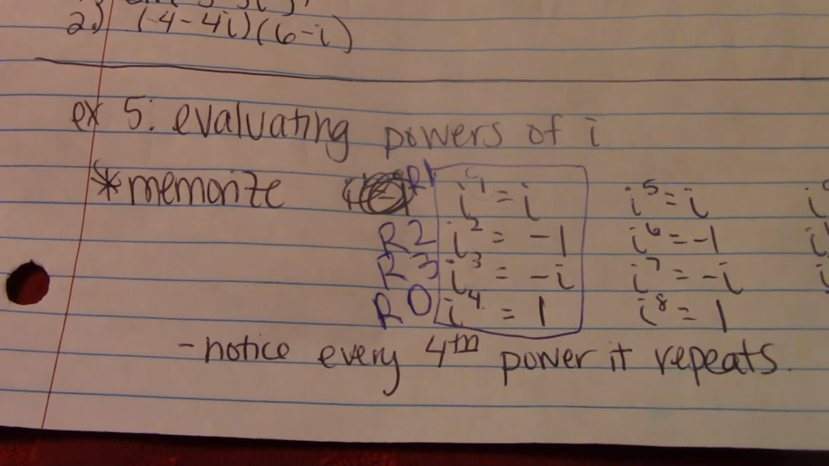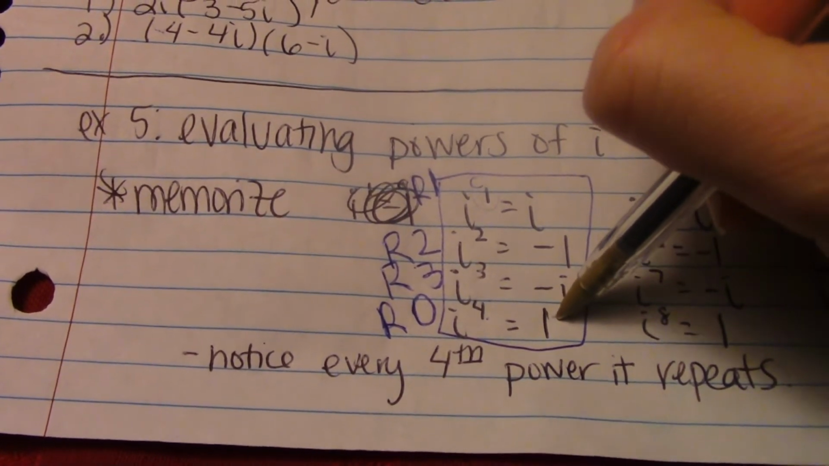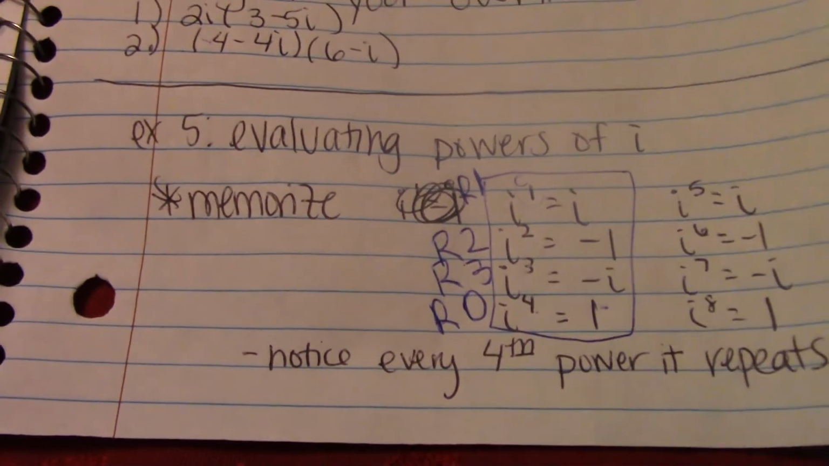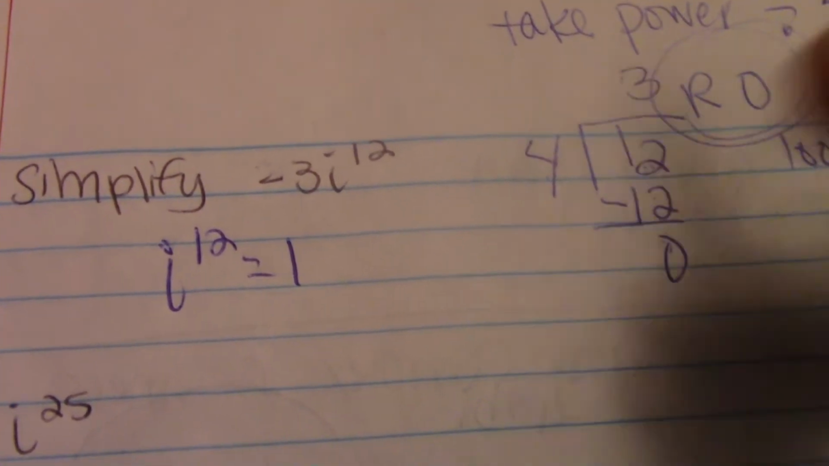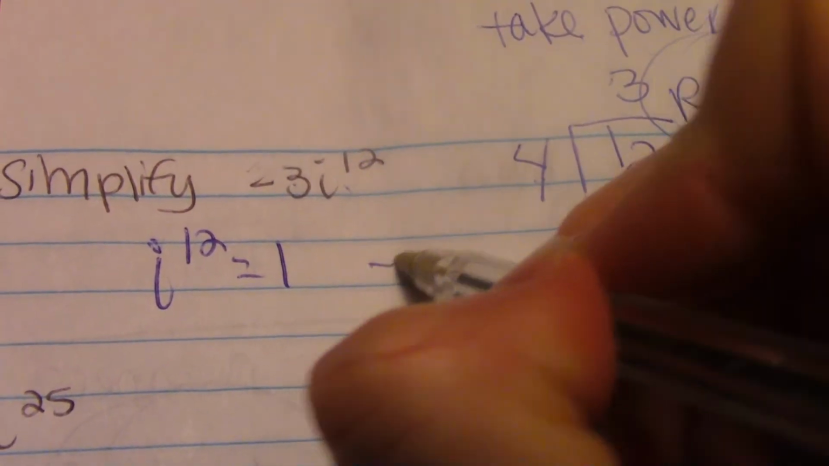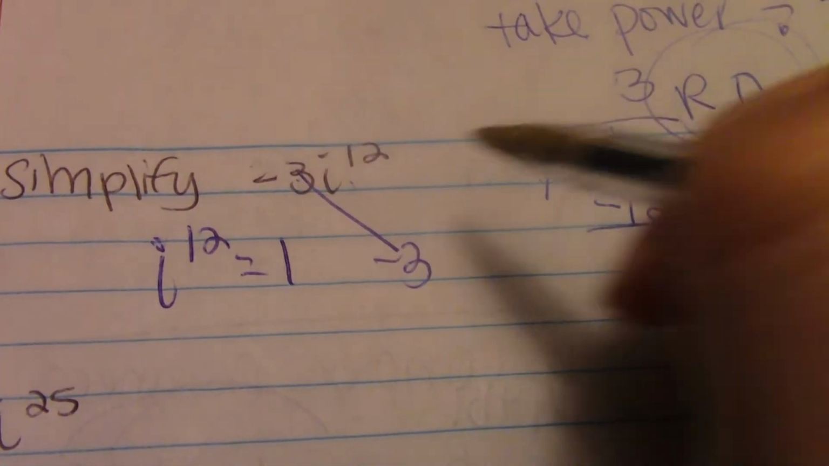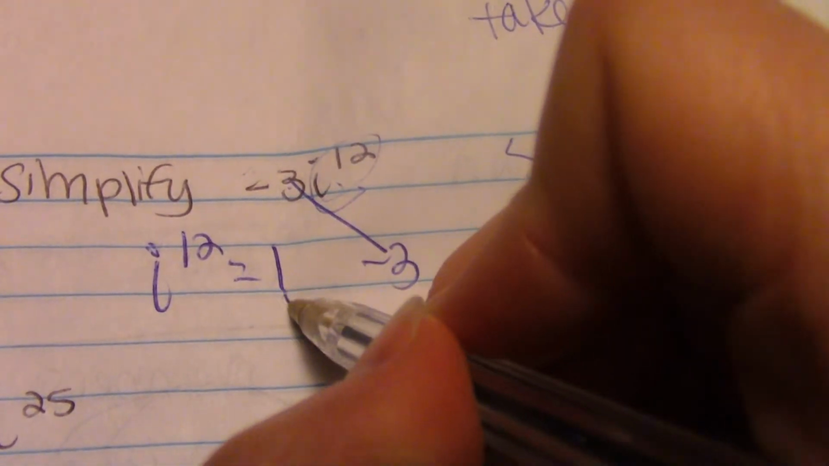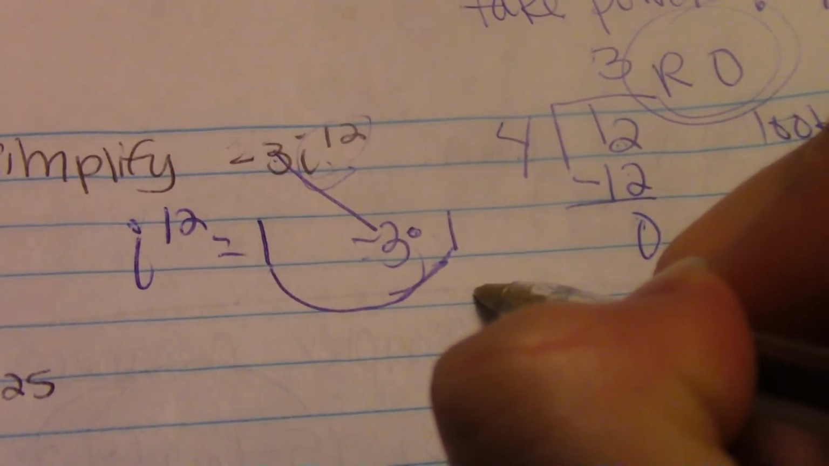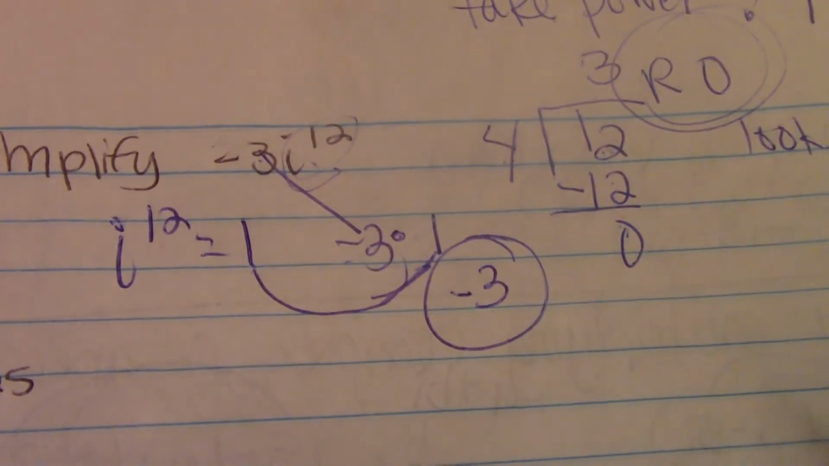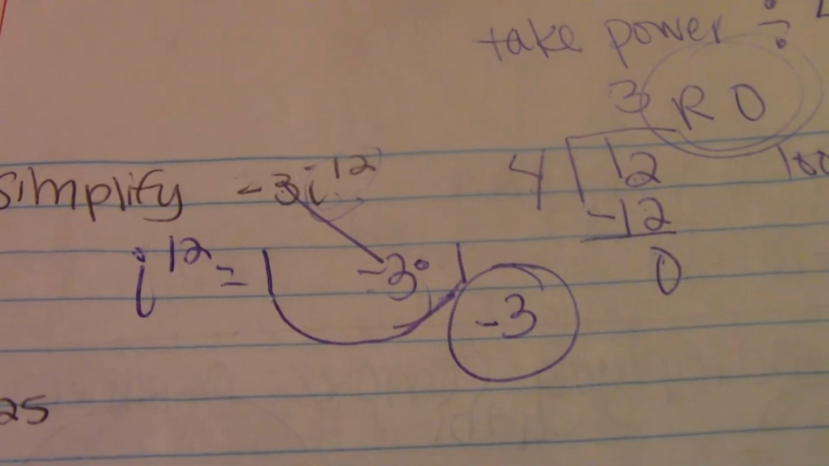So if I ever see a remainder of 0, that means I'm going to have a 1. So i to the 12th power is just 1. So I know i to the 12th power equals 1. So if I break this down, I have -3, so that -3 comes down. This i to the 12th power is just 1, so times 1. So -3 times 1 is -3. So if I had to simplify that, that's how you're going to simplify it.